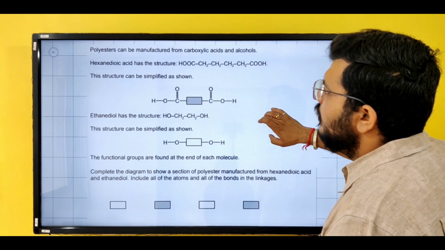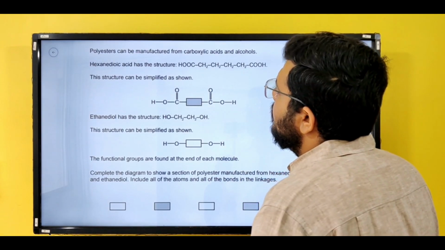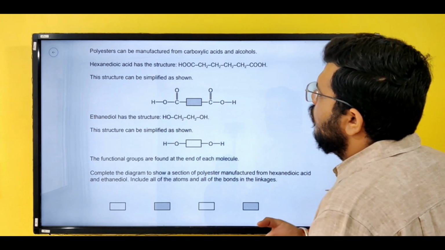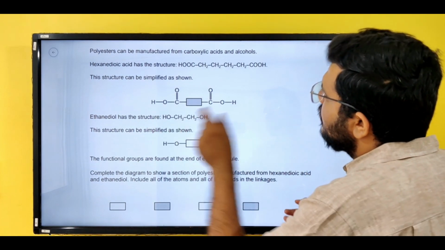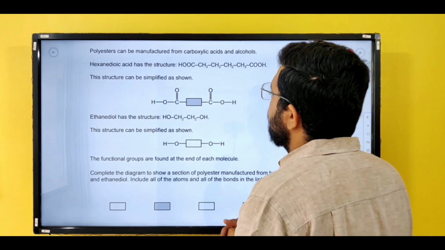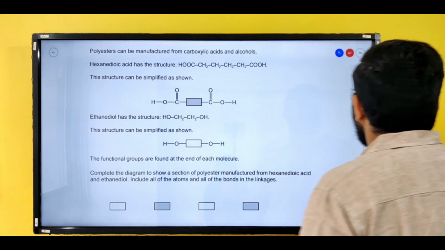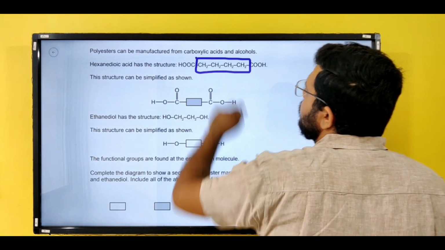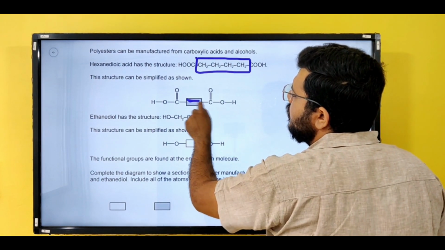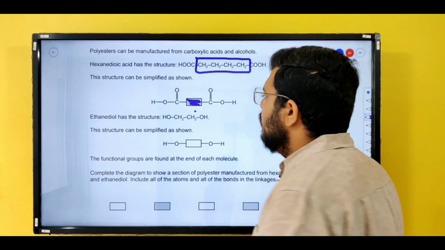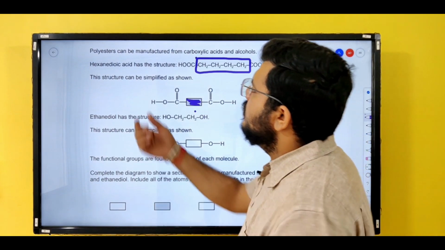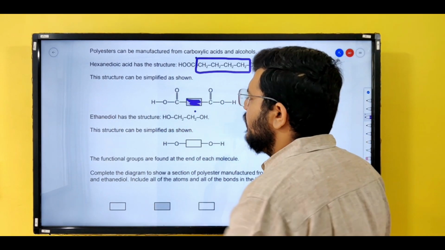Okay, so polyesters can be manufactured from carboxylic acid and alcohols. Hexane dioic acid has this structure, right? So what they have done? They have kept this chain of CH2 as a simple box because that is not the reactive part. That is how we understood polymers. This structure can be simplified, right?